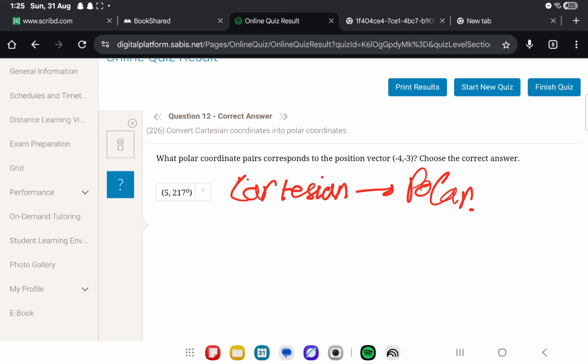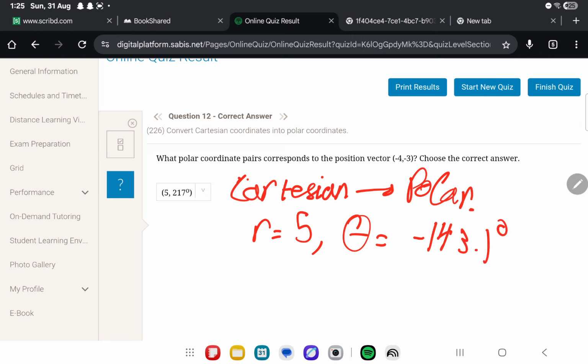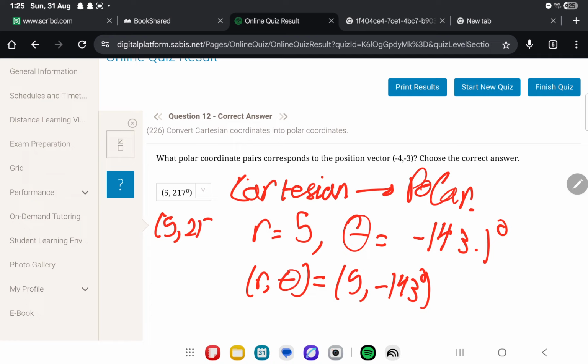You're going to press negative 4 comma negative 3. It will give you r as 5 and theta as negative 143.1 degrees. Now, remember, the coordinates for polar are going to be r comma theta, so it's going to equal 5 comma negative 143. However, you may notice that we don't have negative 143. So what you're going to do is subtract 360 minus 143, which is 217. So the answer is 5 comma 217.